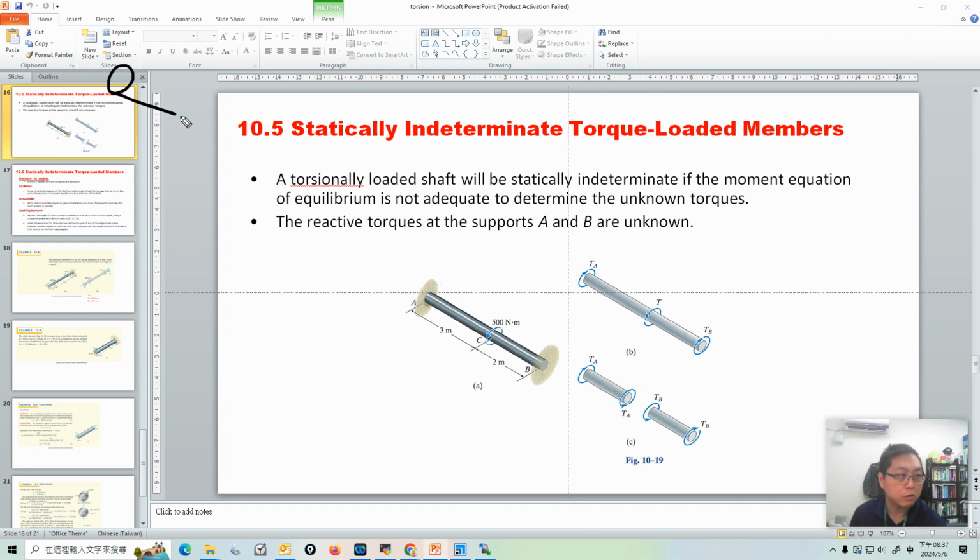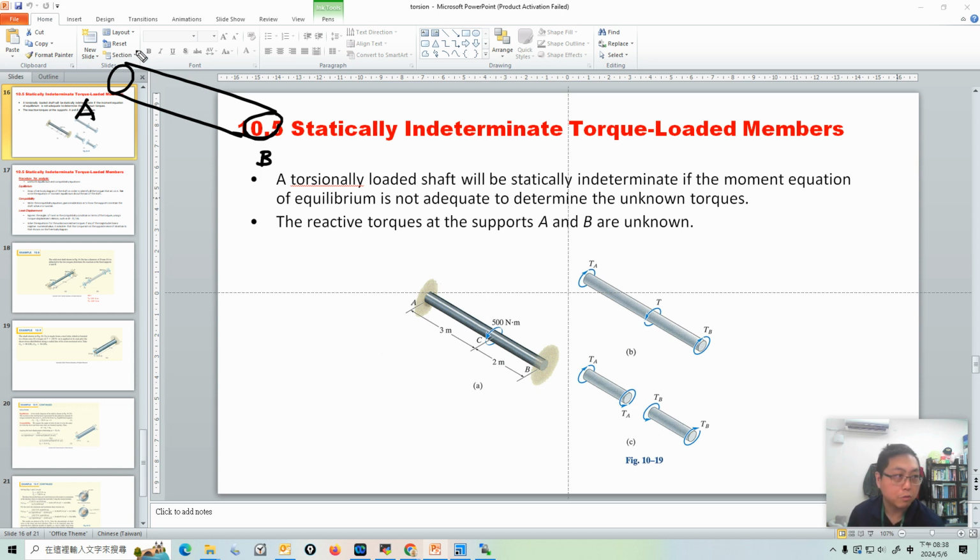Here's rod AB, here's A, here's B, and you want to calculate the torque at the terminal points, torque A and torque B. It's the same as we did in the axial loading problem. If I don't know the direction of the torque, I just assume every torque is counterclockwise. Remember that.